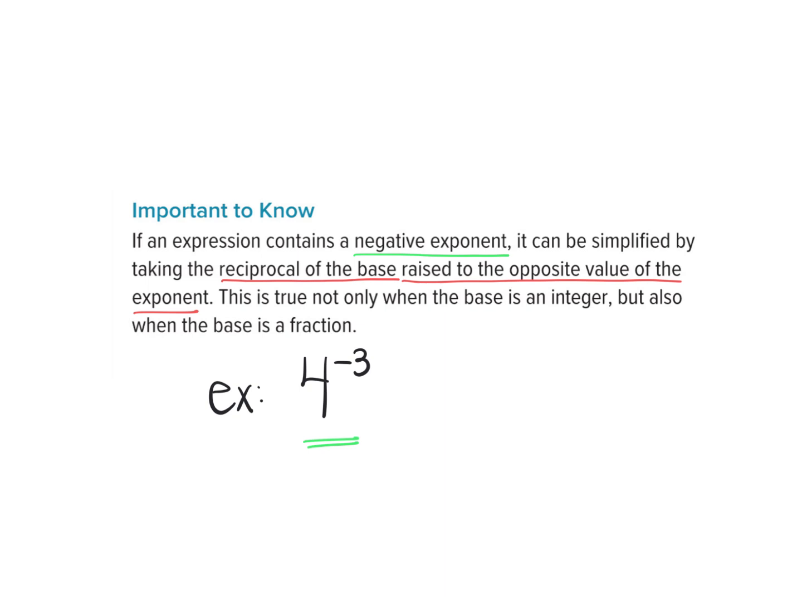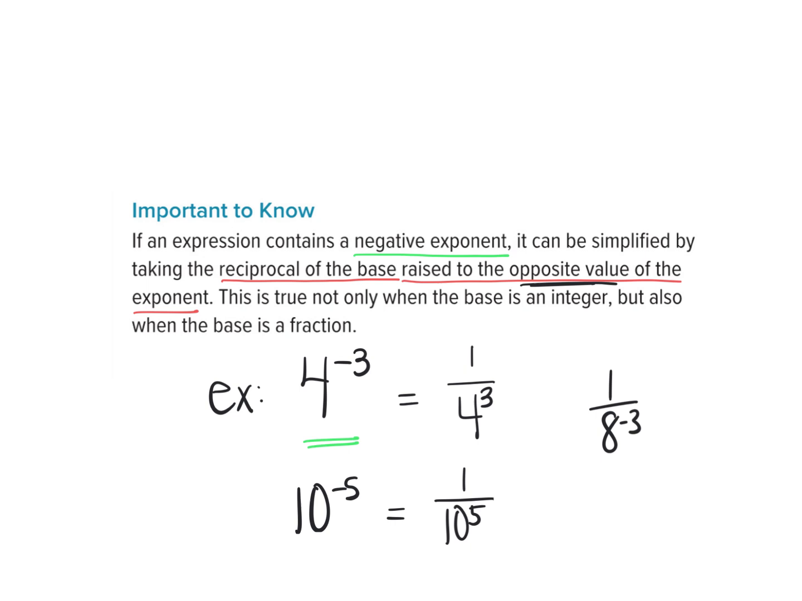If we have 4 to the negative 3rd, what's the reciprocal of 4? That's 1/4. And then what is the opposite value of the exponent? The opposite value of negative 3 is a positive 3. So 4 to the negative 3rd power is equal to 1/4 to the 3rd. If I have 10 to the negative 5th, that's equal to 1 divided by 10 to the 5th. On the same hand, if I had 1 divided by 8 to the negative 3rd, I still don't want a negative on bottom, so then I have to flip it to the reciprocal, and I do 8 to the positive 3rd. Let's try a few.